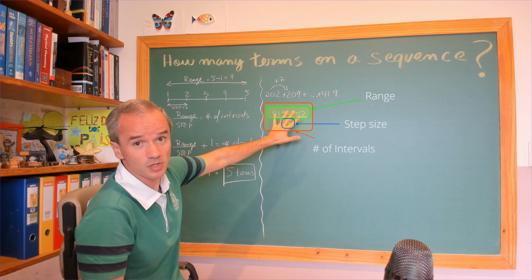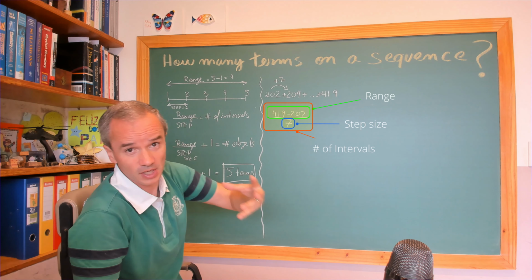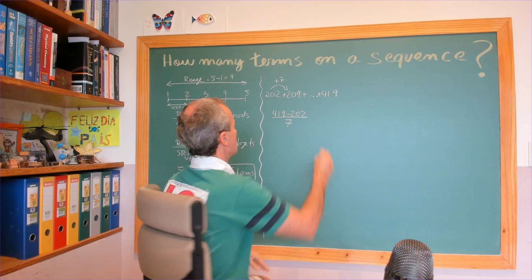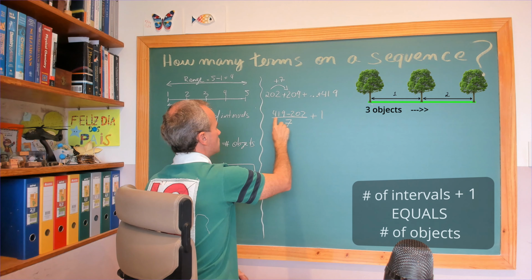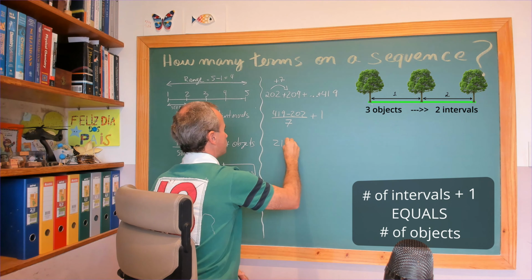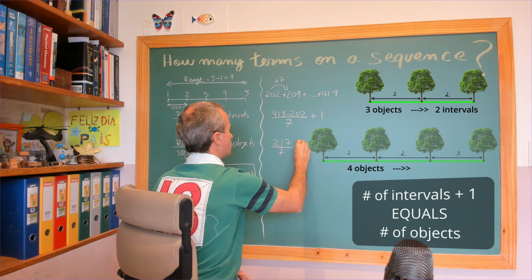But I don't want to know this. I want to know the number of objects, the number of numbers here, the terms. So I have to add 1. So I do this. Well, this is 217 divided by 7 plus 1.